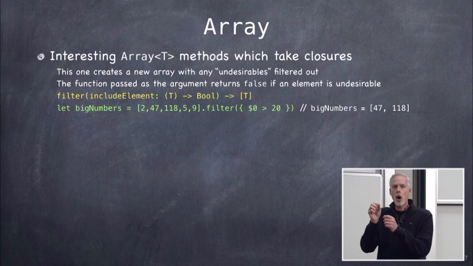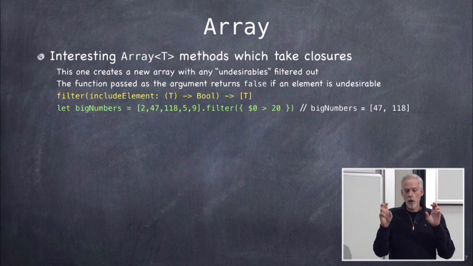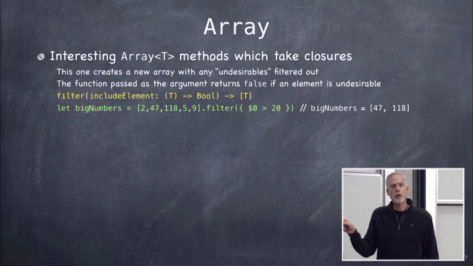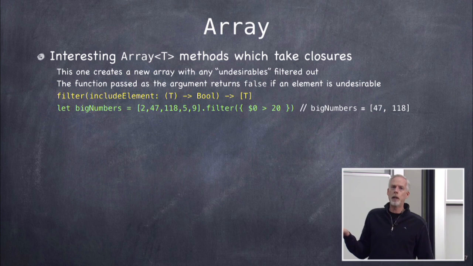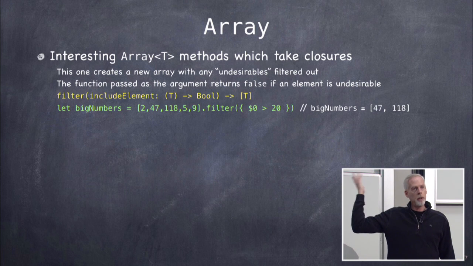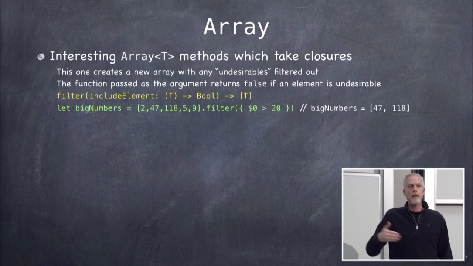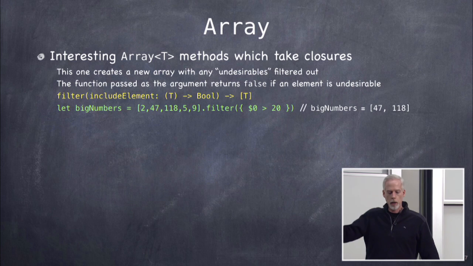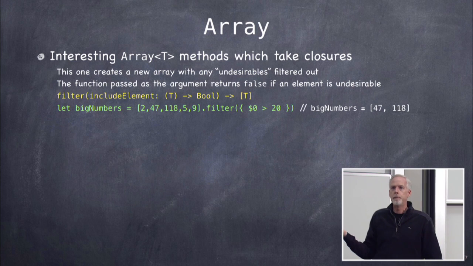Okay? I can use $0 to be the one and only argument to the function. And I'm just going to check and see if $0 is greater than 20. In other words, is this a big number? So I get back an array which has only 47 and 118 in it, because I've filtered out all the things where the value is not greater than 20.